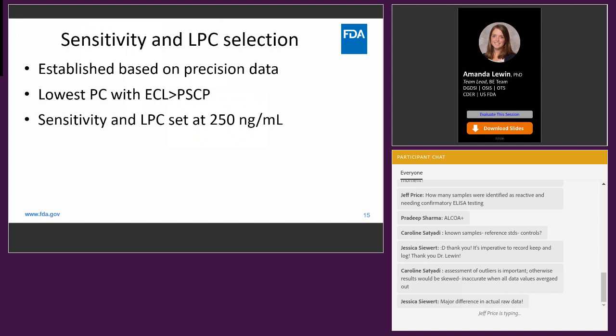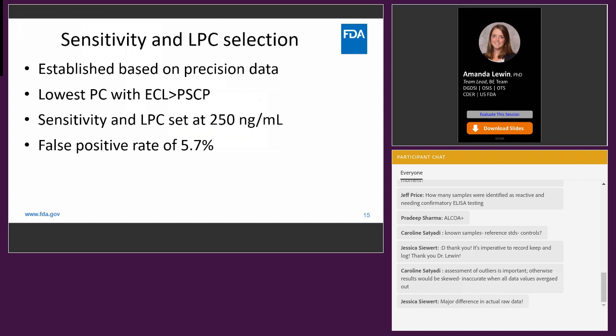LPC1 passed this criteria, and it was the lowest positive control evaluated. Therefore, the sensitivity was set at 250 nanograms per mil. Additionally, LPC1 was then used moving forward as the LPC for sample analysis.